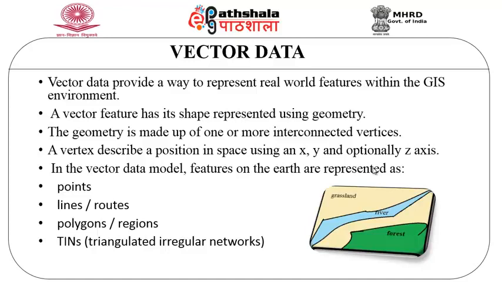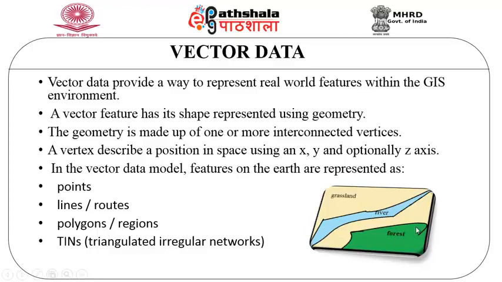A vector feature has its shape represented using a geometry. This geometry is made up of one or more interconnected vertices. A vertex describes a position in space using the x, y, and optionally the z axis also. In the vector data model, features on the earth are represented in the form of points, lines or routes, and polygons or regions are represented in the form of TINs, which are actually triangulated irregular networks.